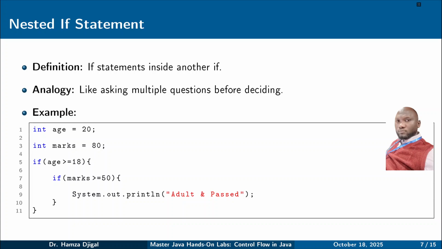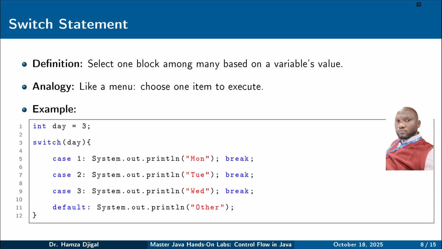Okay, so now we come to what is called the switch statement, which selects one block among many that we have, based on some values. It's like a menu in a restaurant: choose one item to execute. Maybe in the menu you have many items you want to select, and you select one. For instance, when you go to an ATM, you have different options, and you select one of them to execute.